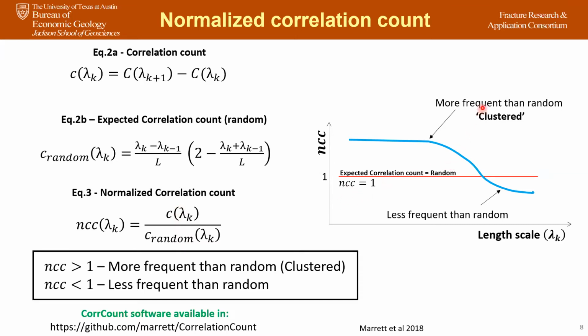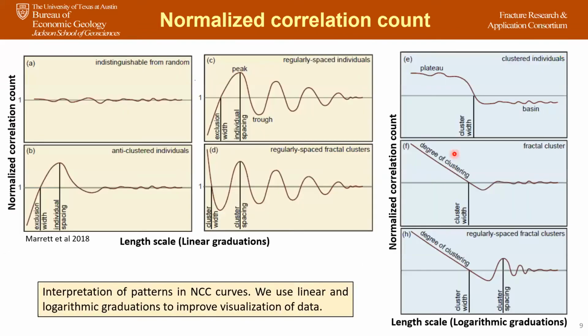And you would have your resulting analysis crossing this graph. If it plots on the top, it's going to be more frequent than random for these length scales. And on the bottom, it's going to be less frequent than random. I'm going to show some examples.